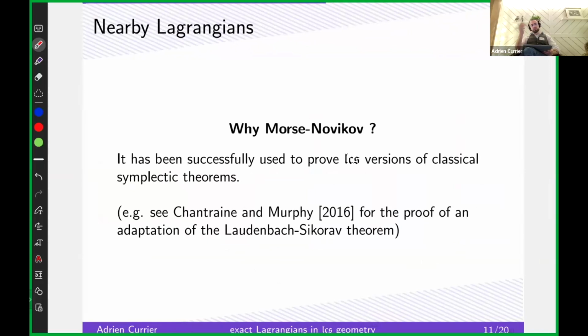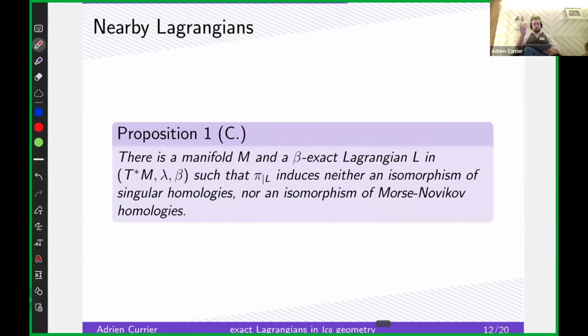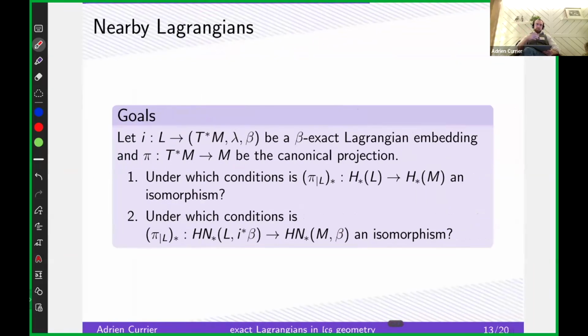And well, unfortunately for our two quote unquote translations of the corollary, they're going to be false. So you have a manifold M and a beta exact Lagrangian in the cotangent bundle of the manifold, such that the projection is neither going to be an isomorphism of singular homology nor an isomorphism of most Novikov homologies. And well, this kind of means that we have to reevaluate our goals a bit.